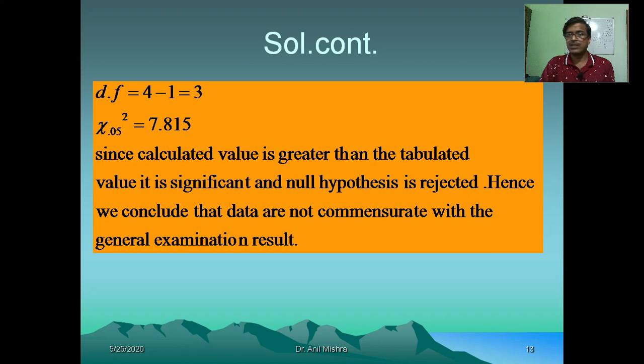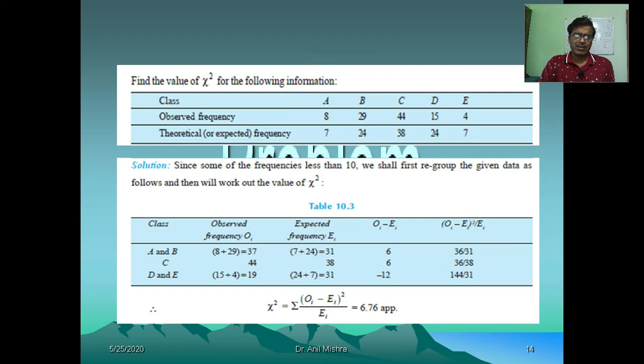So, this is the way to handle questions related to goodness of fit. Now, here is another problem where the solution will be given to you simultaneously. In this case, as I mentioned at the very beginning, all the observed frequencies must be more than 10. But mark this particular problem: the classes are A, B, C, D, E, but the observed frequencies are 8 and 4, the first and the last, which are less than 10. So we have to add the first with the second, A with B, that is 29 with 8, and D with E, that is 15 with 4. When we add them together, the observed frequency is more than 10.